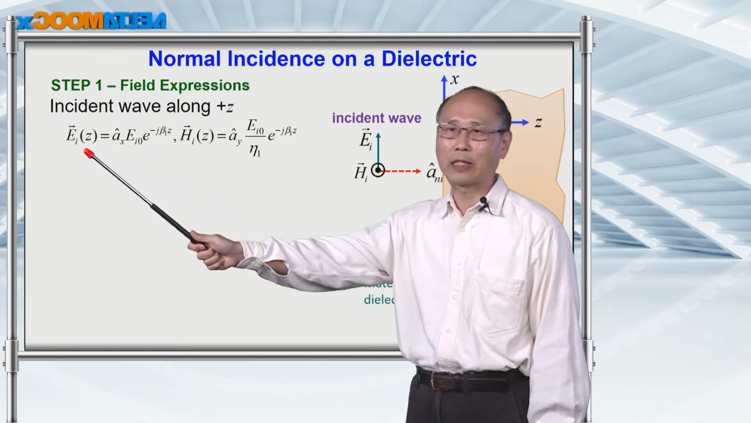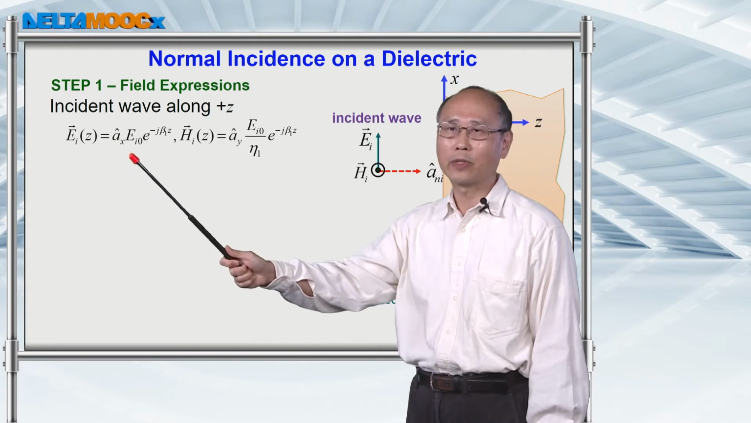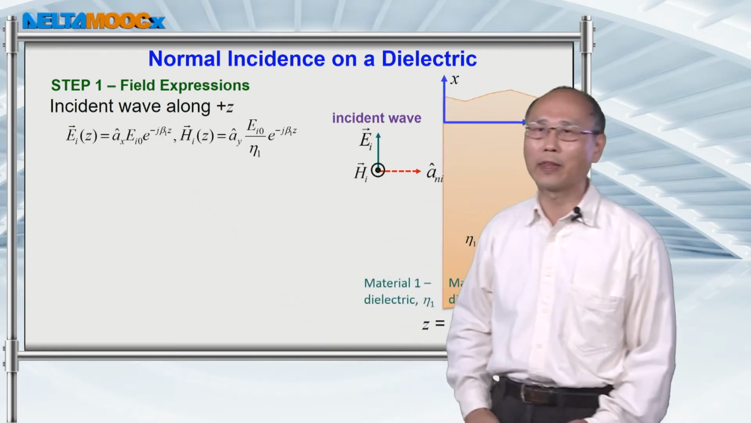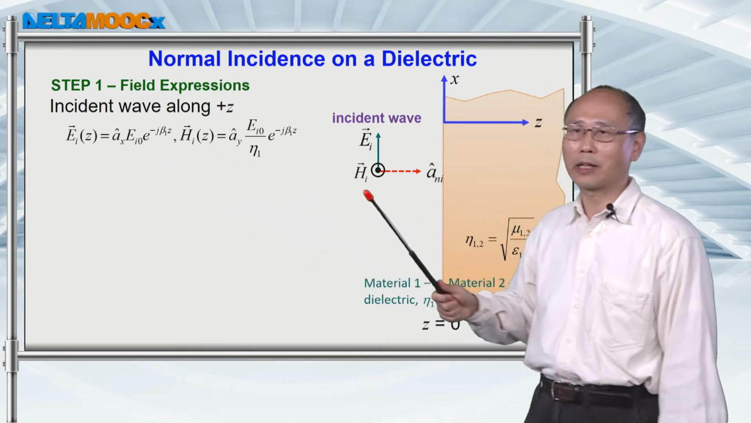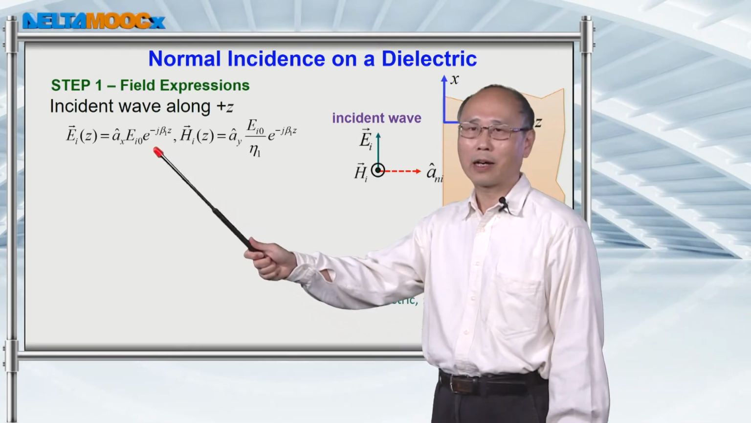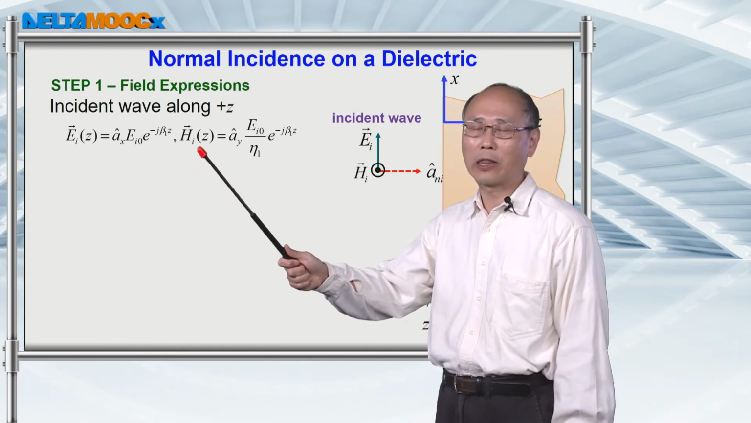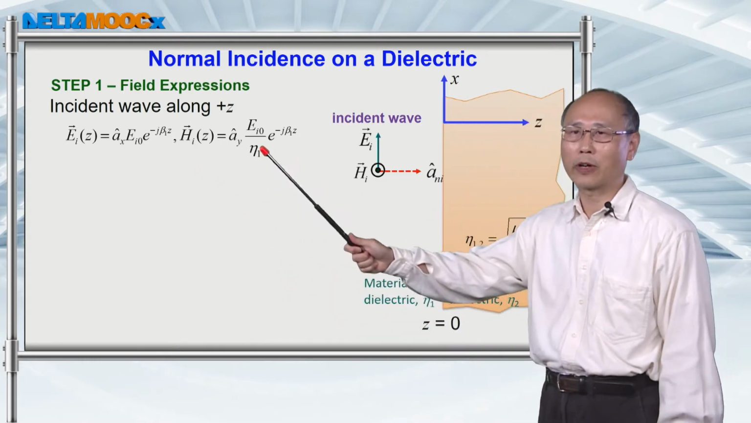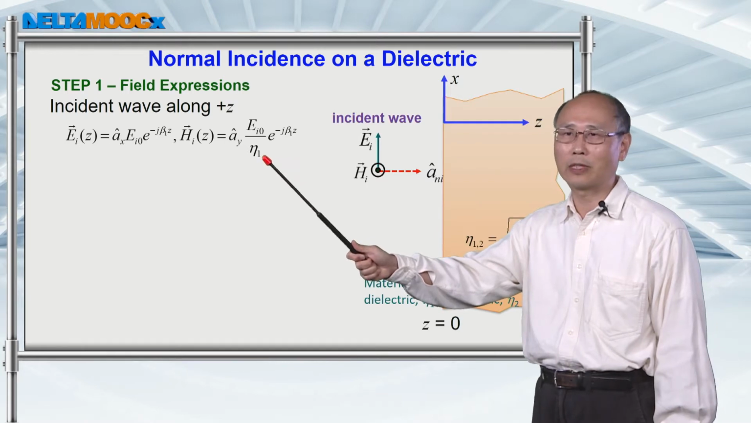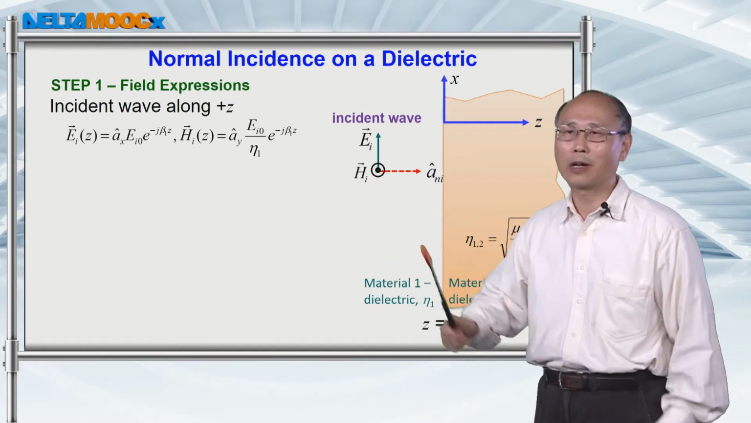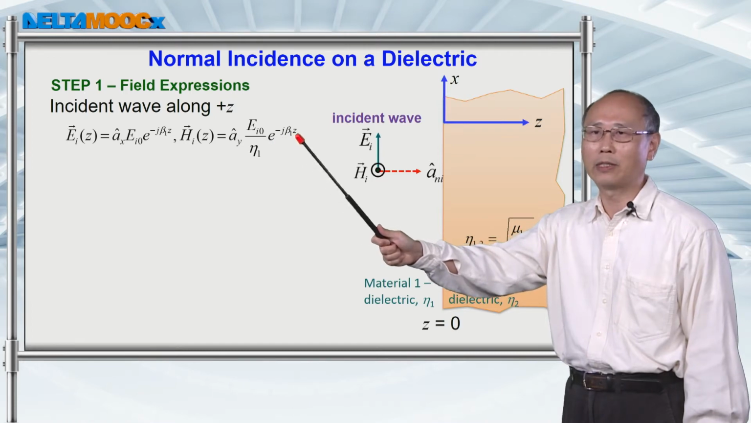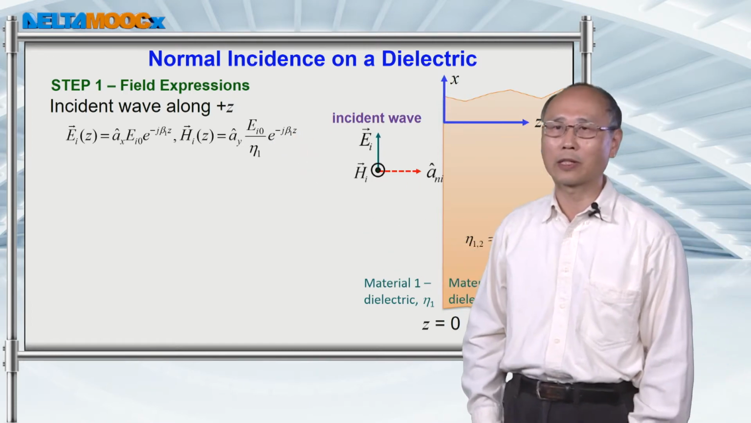For this example, you have the incident electric field polarized along the x direction with some amplitude. And this wave is propagating, so you write down the exponential e to the minus j beta 1 z. This beta 1 is related to the propagation constant inside material 1. And from the plane wave formula, you can also quickly write down the corresponding magnetic field, which is polarized along the y direction. There's a proportional constant, which is eta 1, the intrinsic wave impedance in material 1. The magnetic field also propagates along the z direction, so you can see the minus j beta 1 z shown in this complex exponential.